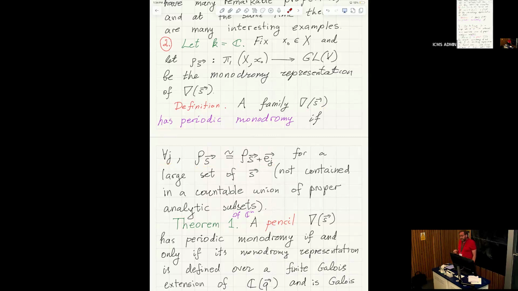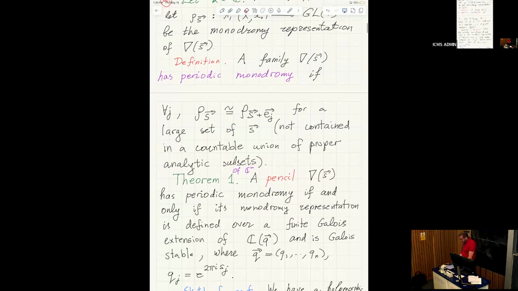Well, it is too strong to require that they are isomorphic for all s. That never happens. So we should require that they are isomorphic for many s. In fact, usually they are isomorphic for almost all s, but all I need for the proof is that they are isomorphic on what I call a large set. A large set will be any subset of C^n which is not contained in a countable union of proper analytic subsets.